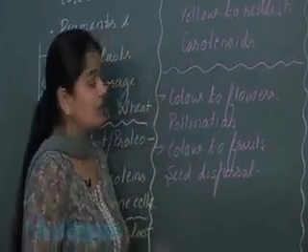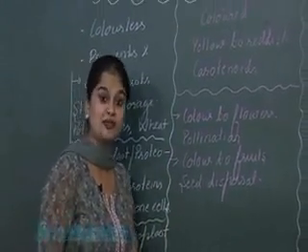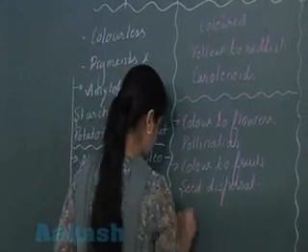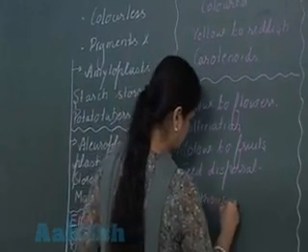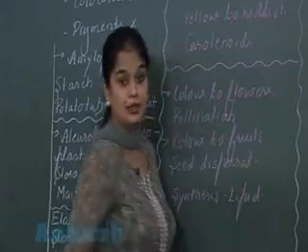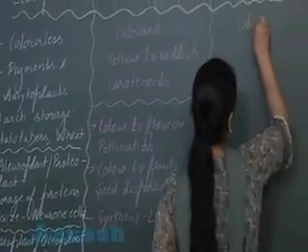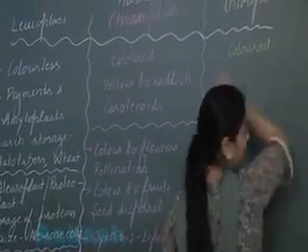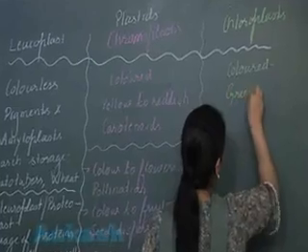Along with that, the chromoplasts are involved in the synthesis of lipids. Lipid synthesis is there. Now the chloroplast. Again, they are colored plastids, green in color.